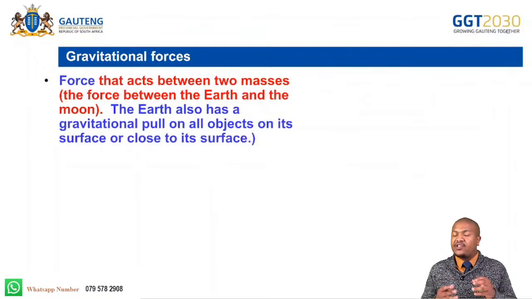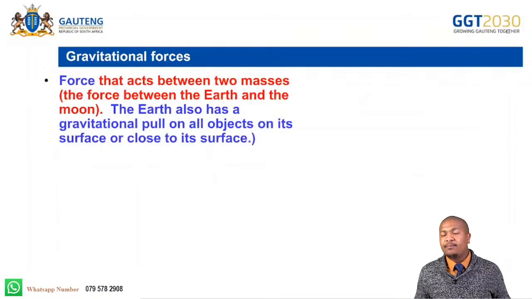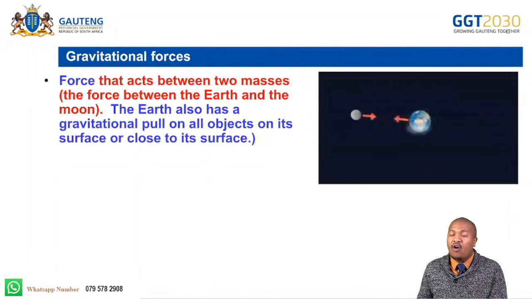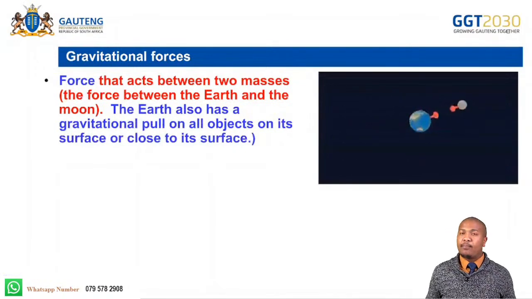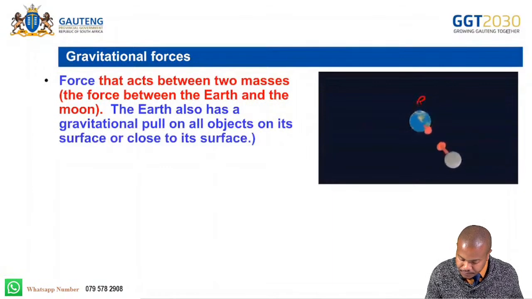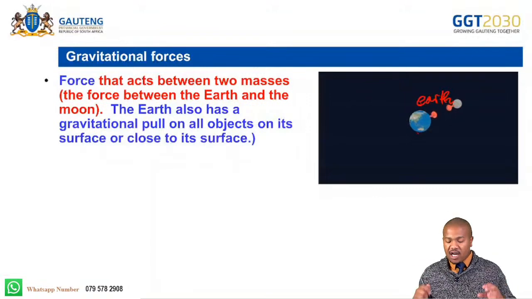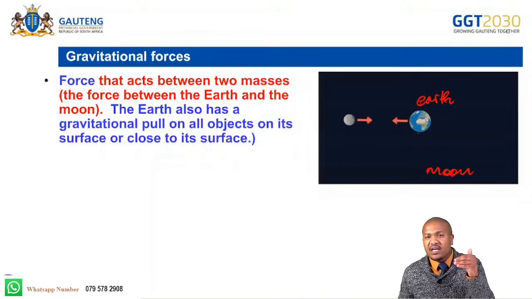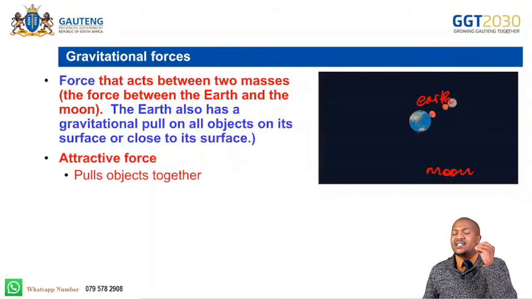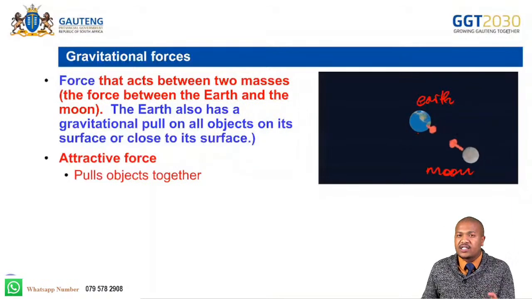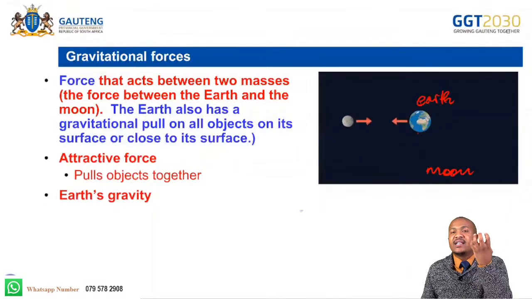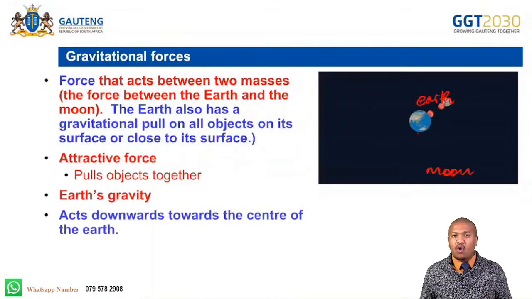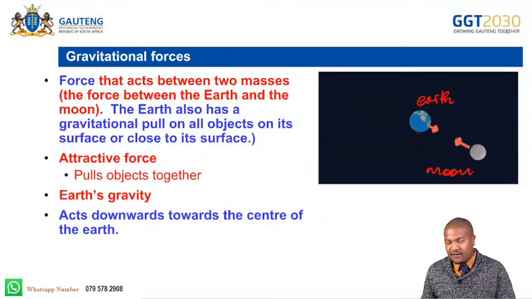The earth has a gravitational pull on all objects on its surface or close to its surface. It pulls everything down towards the center of the earth. So here is the pull between the earth and the moon. There is a gravitational pull between these two bodies. It is an attractive force that pulls objects together and towards the center of the earth. It is also known as the earth's gravity.